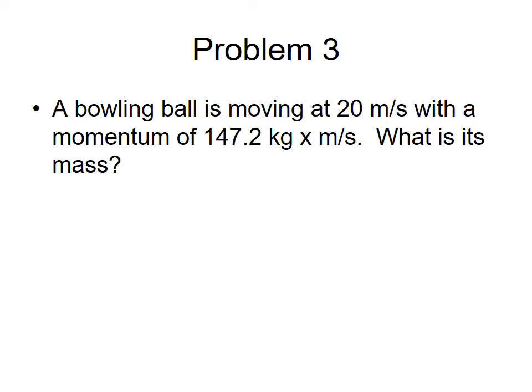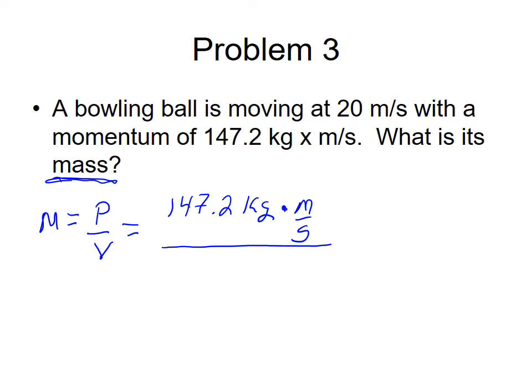Okay, in problem number 3, it says we have a bowling ball that's moving at 20 meters per second with a momentum of 147.2 kilograms times meter per second. What would be the mass here of the object? So we have mass. So the equation is mass is equal to momentum divided by velocity. The momentum would be 147.2 kilograms times meter per second. You have all of those. And the velocity was 20 meters per second.